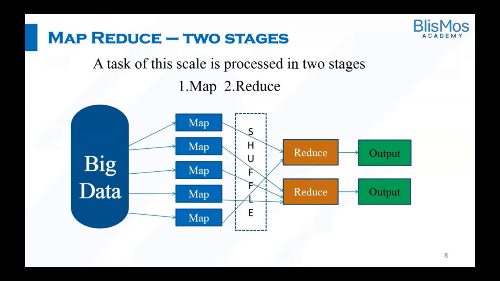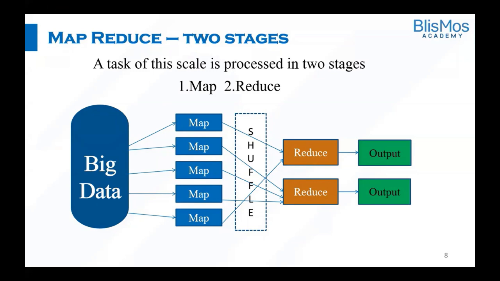Yes, sir. Okay. MapReduce is a programming model for distributed processing. The way it works is we have two phases in MapReduce. One is called the mapping phase. The second is called the reduce phase. There are two phases, mapping phase and reduce phase.